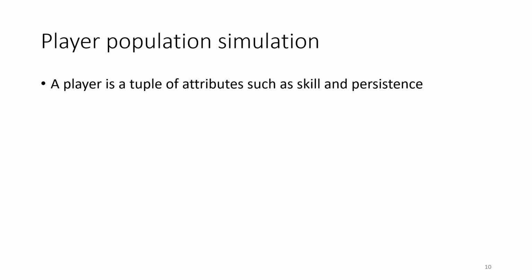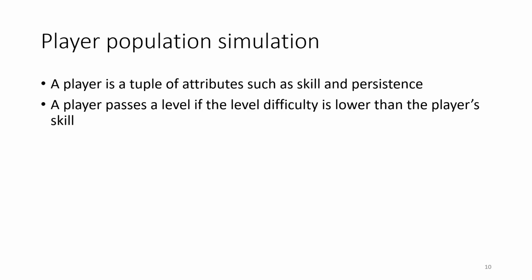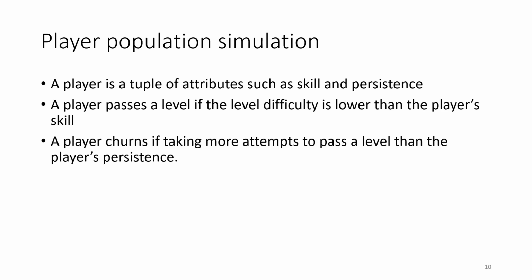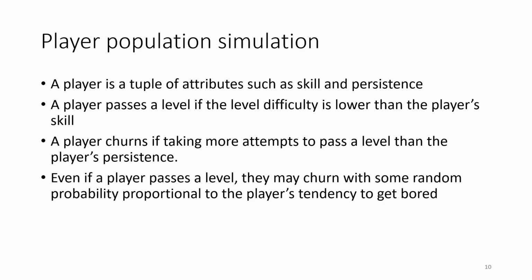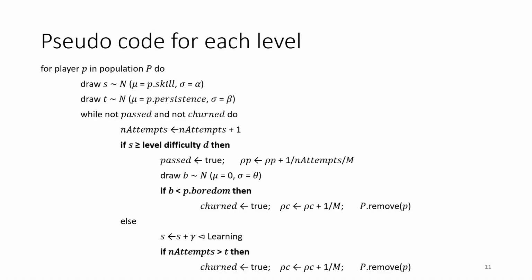The player population simulation implements simple computational models of individual player differences. Each player in the population is defined as a tuple of attributes that determine the player's behavior based on simple rules. First, a player can pass the level if the player's skill level is higher than the level difficulty. If the number of the player's attempts to pass a level is higher than the player's persistence, the player will churn. This way, we can model how less persistent players are likely to churn early. Even if a player passes a level, they may get bored and churn with some probability. This models how game engagement tends to decline over time. Furthermore, players can learn from their attempts to pass a level. Full details are provided in the paper. The population simulation is straightforward to implement as code.